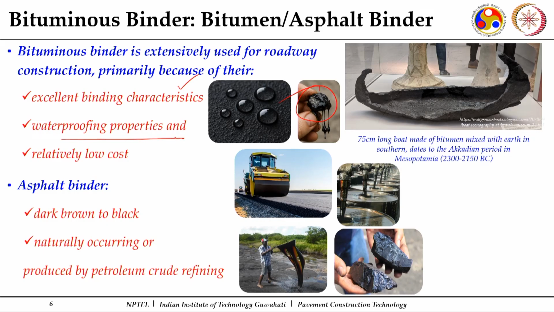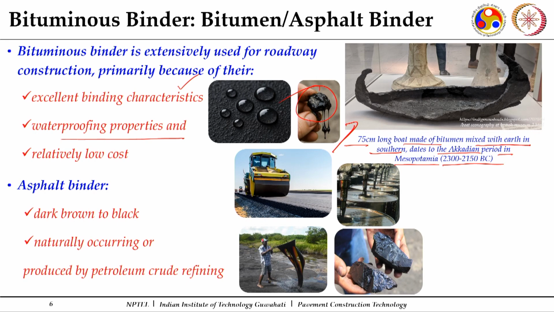Second is waterproofing characteristics. It is a water repellent material. You might have heard bitumen is used as a waterproofing in various industrial applications. This is one picture, a very old picture. It shows a 75 centimeter long boat made up of bitumen mixed with earth in southern Mesopotamia, dating to the Akkadian period, around 2300 BC. So, because the waterproofing nature of bitumen was known at that period of time, even this bitumen was used in mummification also.